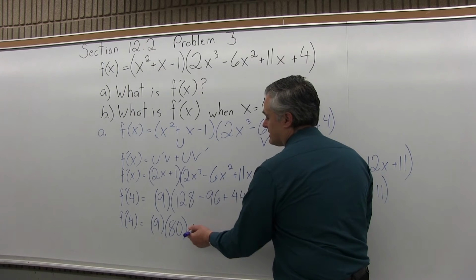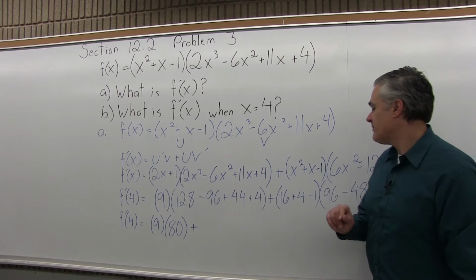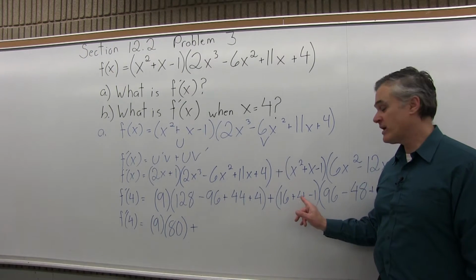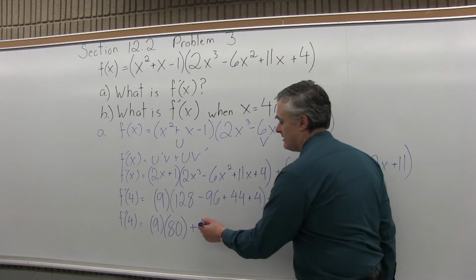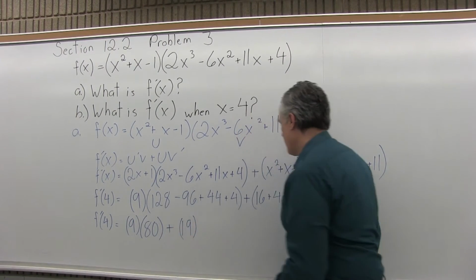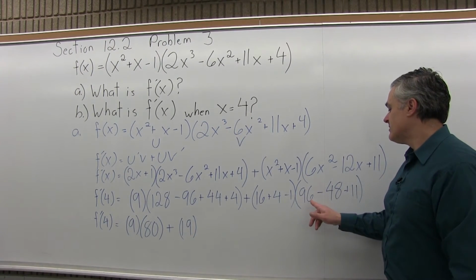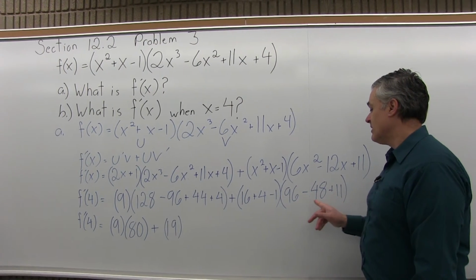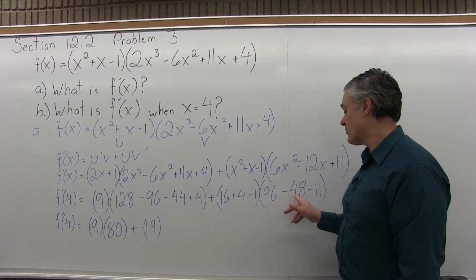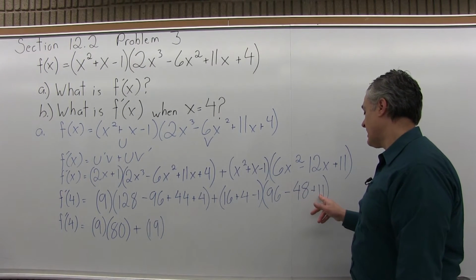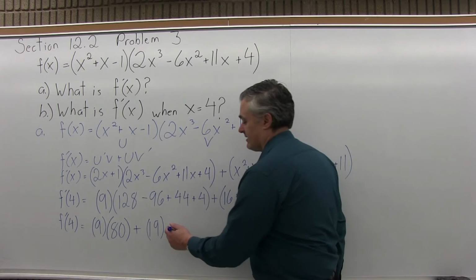So now I have a plus. And now 16 plus 4 minus 1. 16 plus 4 is 20. 20 minus 1, I'm going to have 19. And now on the end, 96 minus 48 plus 11. Well, I can see 96 minus 48 is positive 48. 48 plus 11 would be 59.